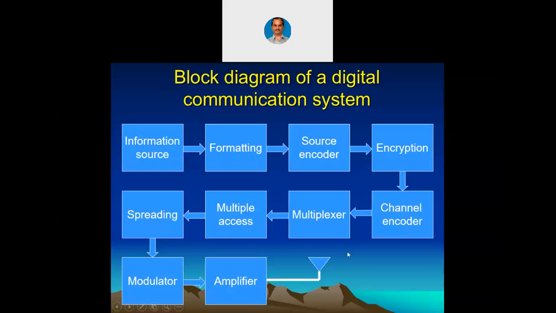Here I am predominantly discussing the wireless communication system. That is why I have shown you an antenna here. Otherwise this can be a wired channel as well. Later on I am going to show the functionalities of each and every block here. But we have been discussing this source encoder till now. Now from now on we are going to discuss the channel encoder.